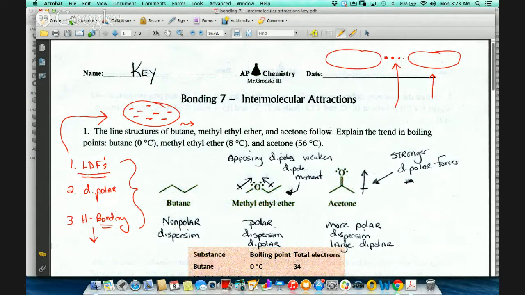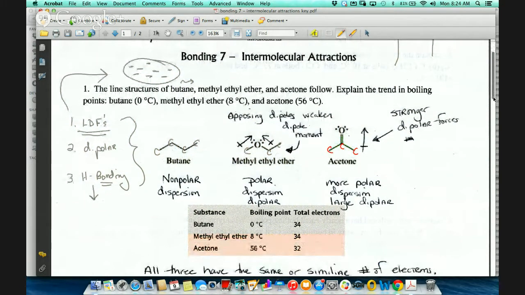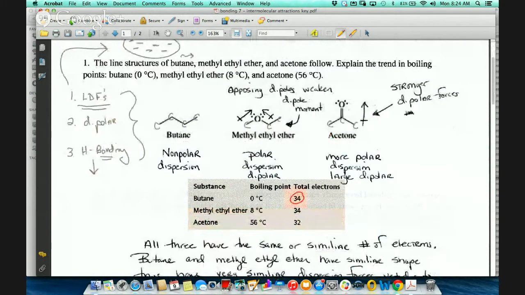So when I look at butane, methyl ethyl ether, and acetone, now, of course, I'm showing you the backbone structures. There's a carbon at every ending and every corner, and they don't draw the H's. So this is basically the carbon structure, and then there's an oxygen here instead of the carbon. But essentially, we have a very similar structure and essentially the same number of electrons in all three.